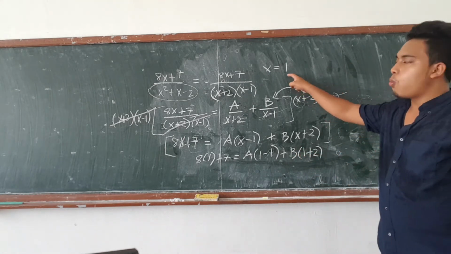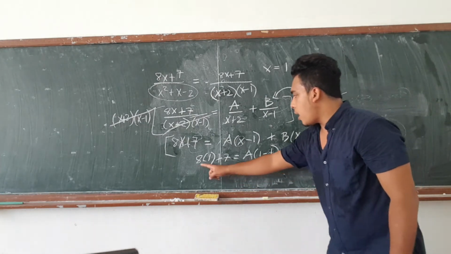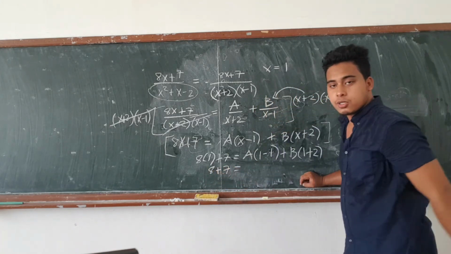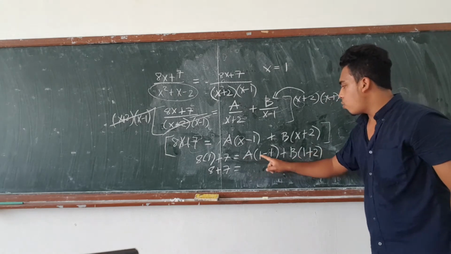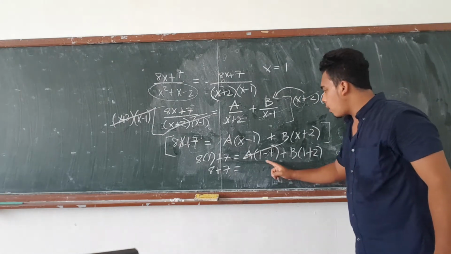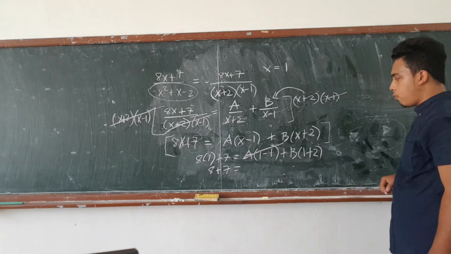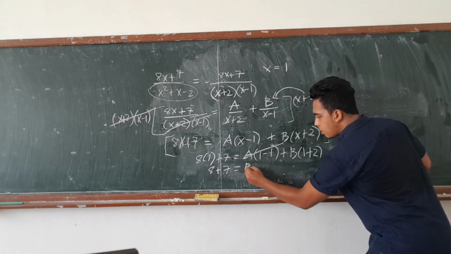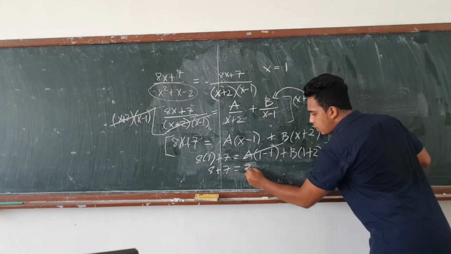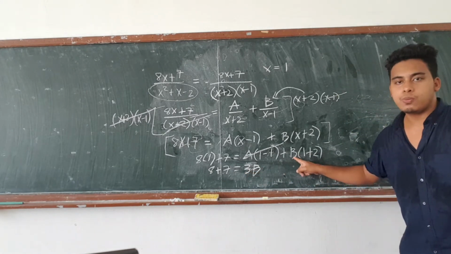Again, where does the 1 come from? Assuming that the value of x is equal to 1. So, a times 1, that is a plus 7 equals a times 1 minus 1, that is cancelled, because 1 minus 1 is 0, then 0 times a is 0. Then plus b times 1 plus 2, or let's have 3b. Meaning 1 plus 2 is 3, then multiply by b.